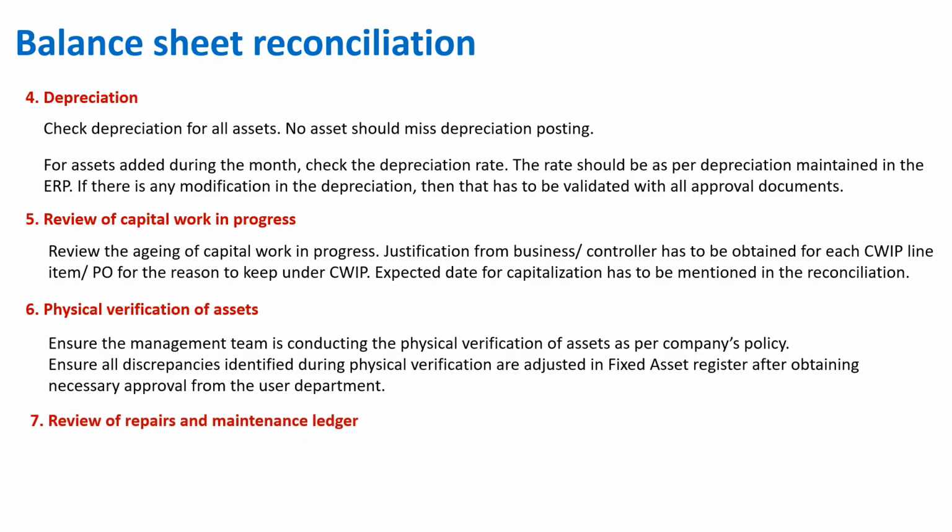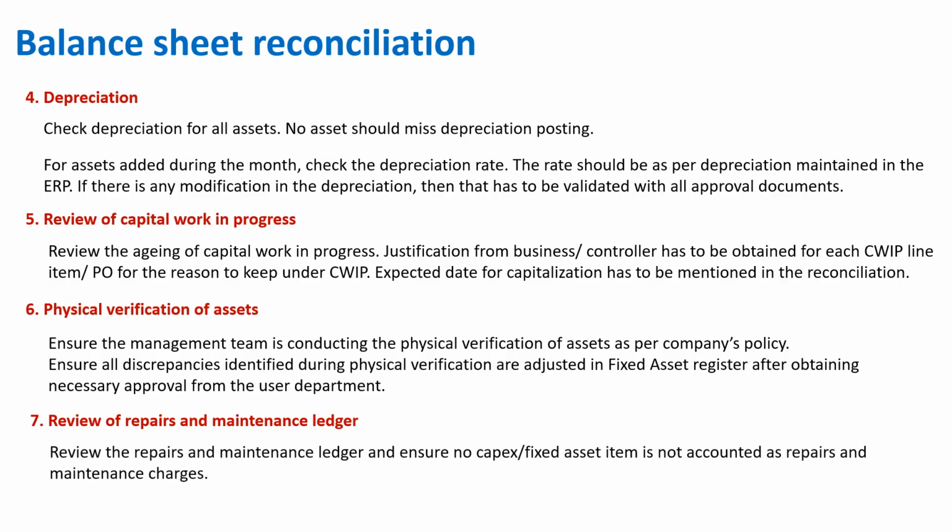Review of repairs and maintenance ledger. Very critical point. Review the repairs and maintenance ledger and ensure no capex or fixed asset items are accounted as repair and maintenance. So if you find some asset is accounted as repair and maintenance, then you have to regroup it and capitalize.